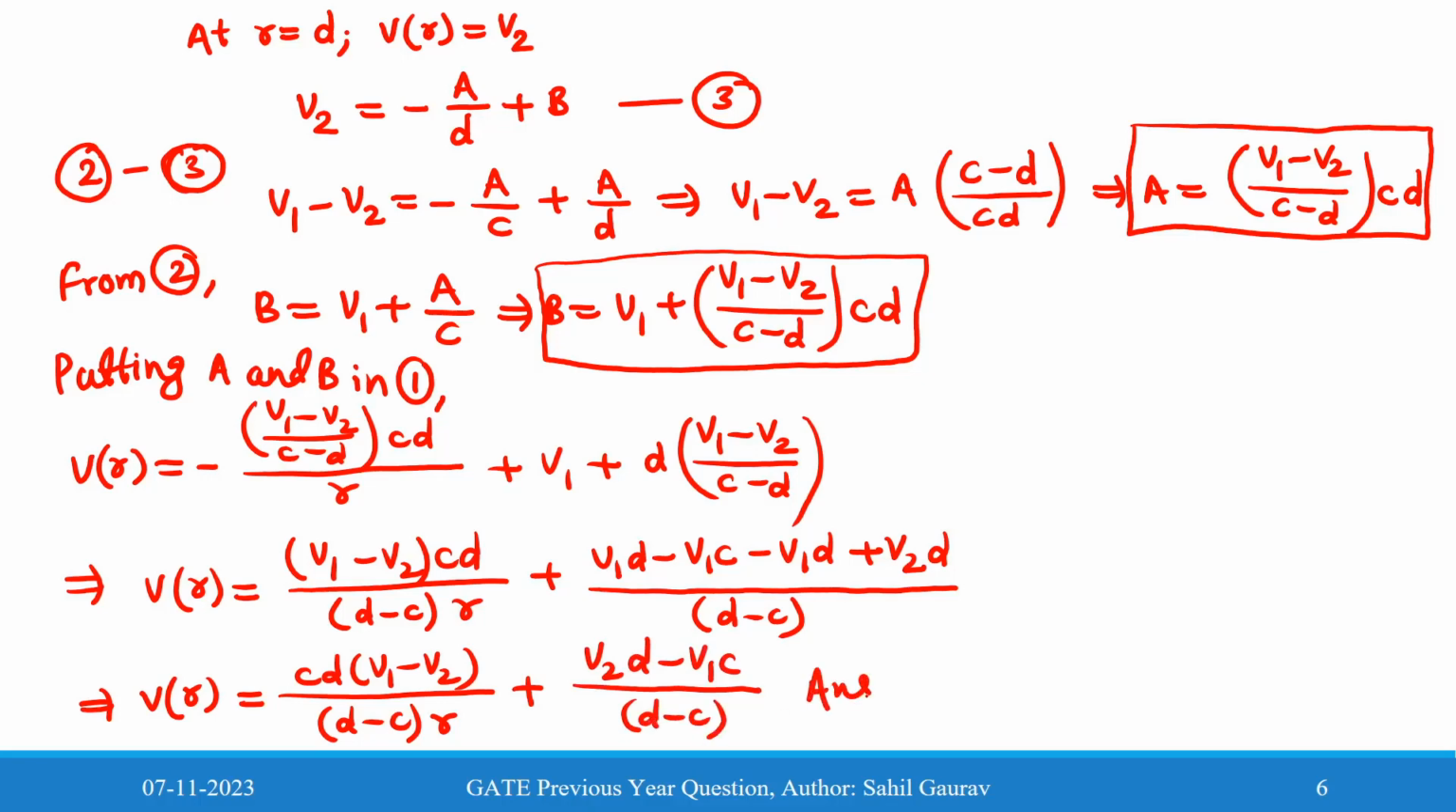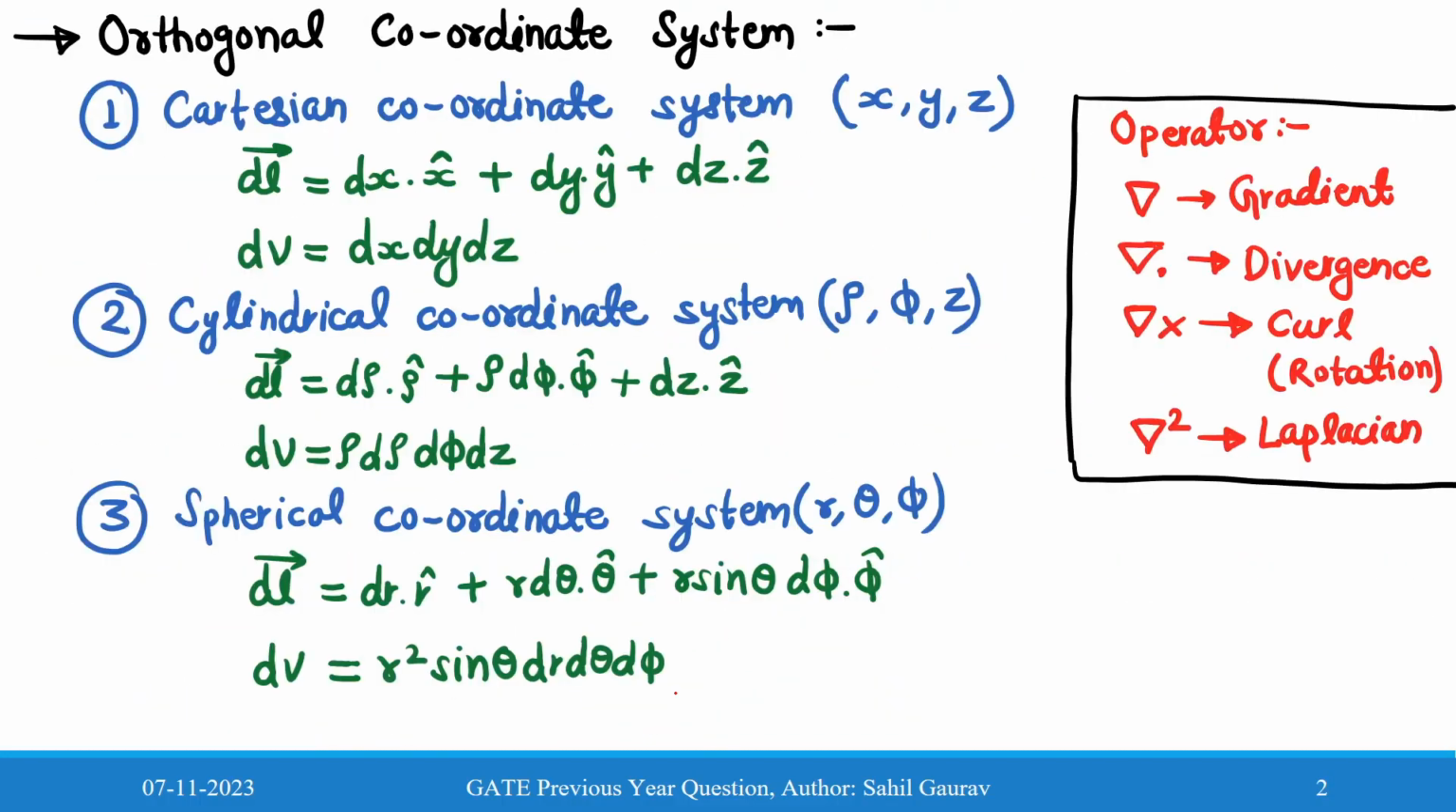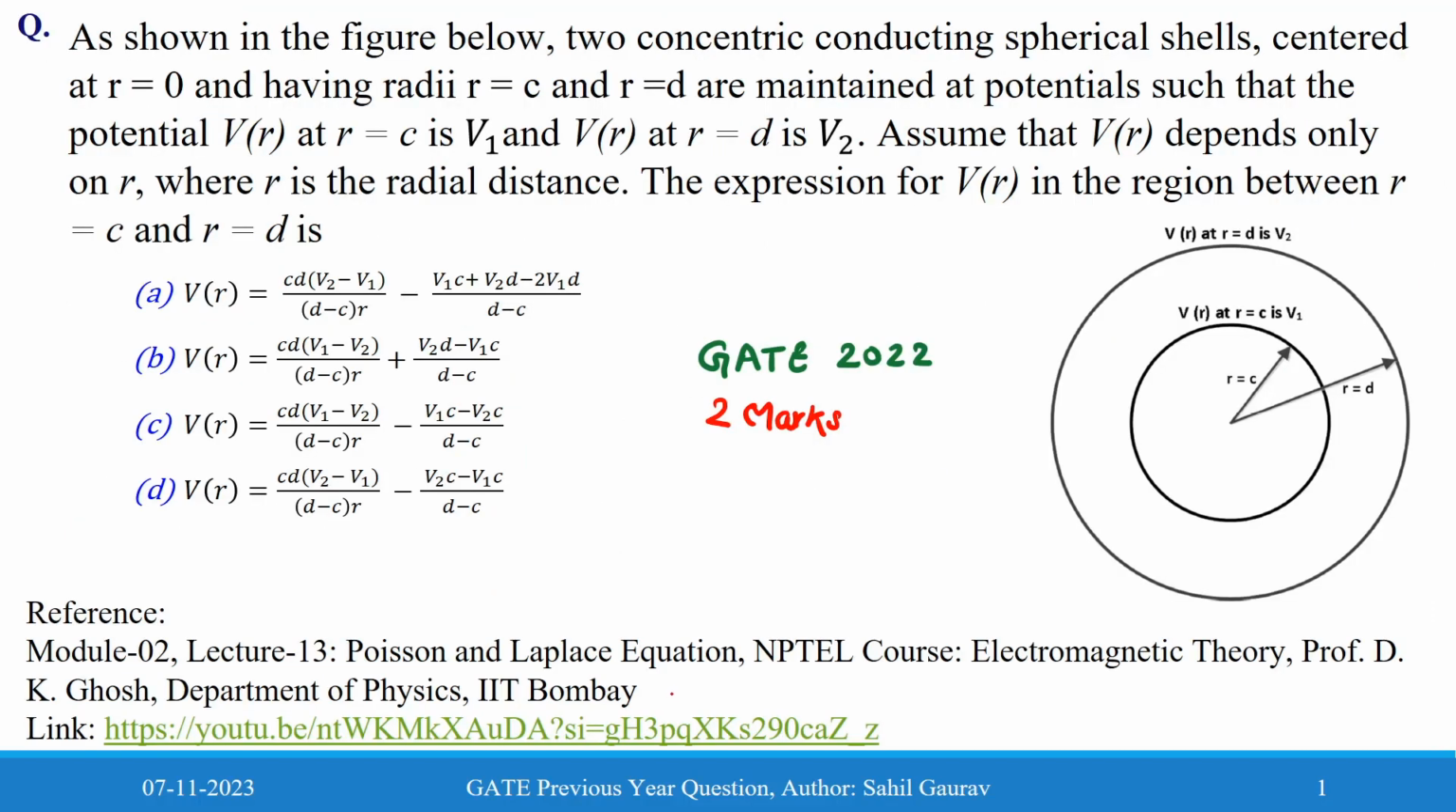This is the final expression for electric potential in the region between r is equal to c and r is equal to d. So now we are going to match with the options given here. So we can see that the correct option is B. Thank you.